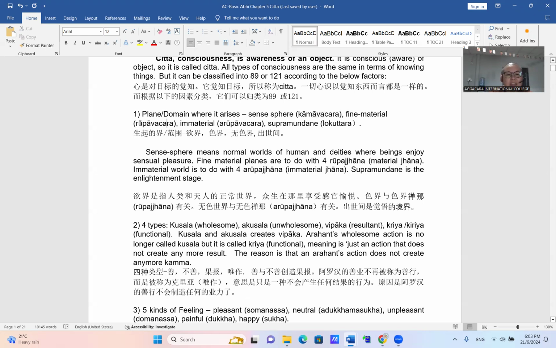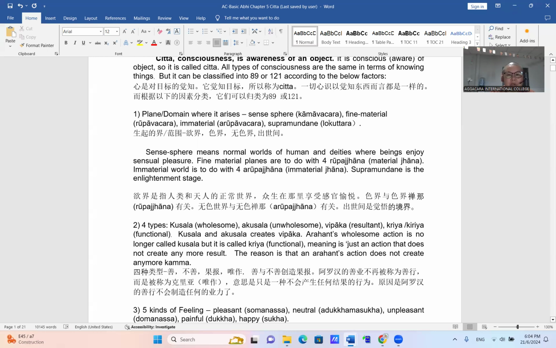So Rupa Avachara has to do with Rupa Jhana. Anybody who practices jhana will be able to get this Rupa Avachara. Or those in the Rupa Avachara planes, those Brahma planes, are also Rupa Avachara. Arupa Avachara is for those who practice the Arupa jhana or those born in the higher of the 31 planes. They are the Arupa planes. And then supramundane. So here, for example, sense sphere means the normal world, humans, deities, where beings enjoy sensual pleasures. The 5 material planes have to do with the 4 jhana. Rupa here means material jhana. The immaterial world has to do with the 4 arupa jhana, immaterial jhana.